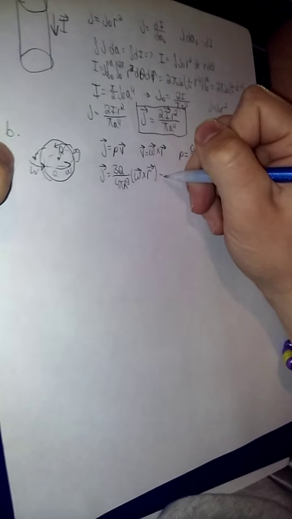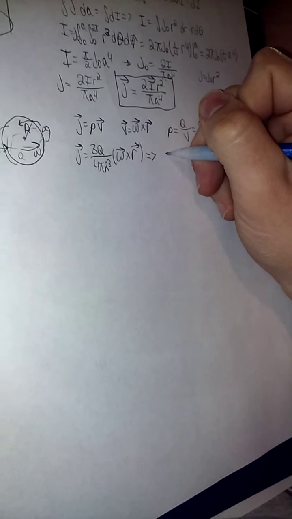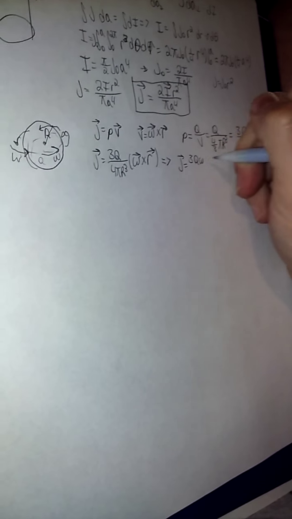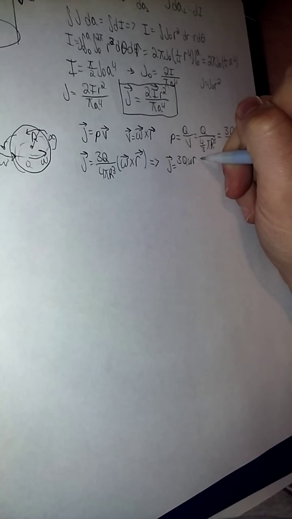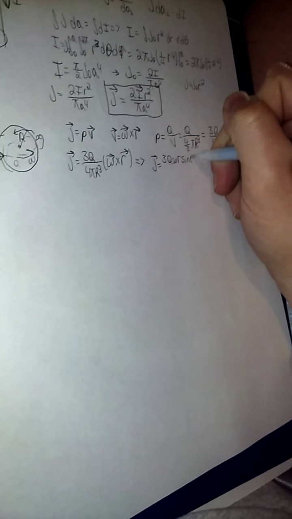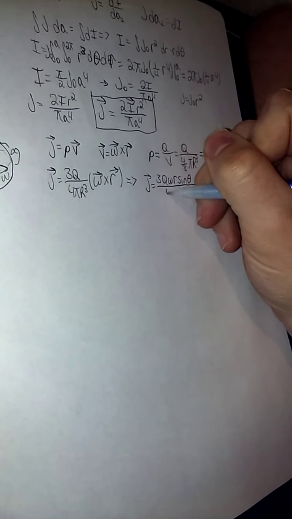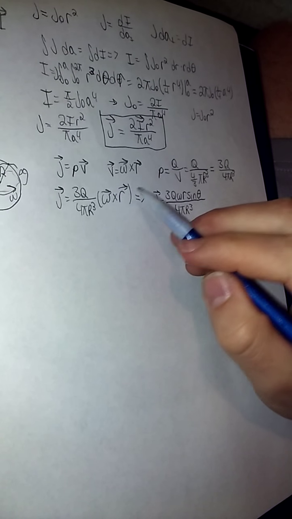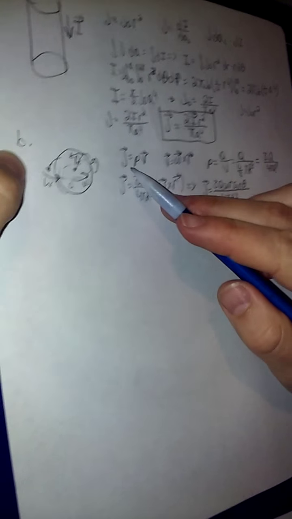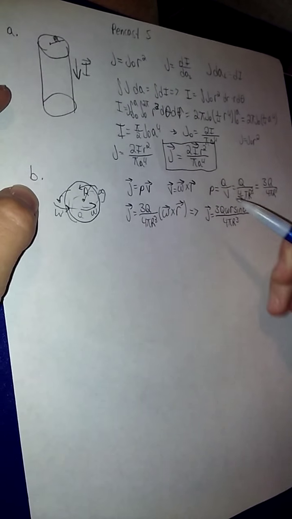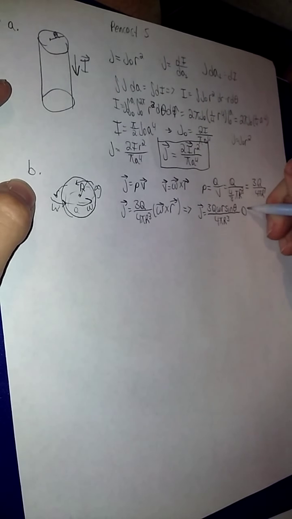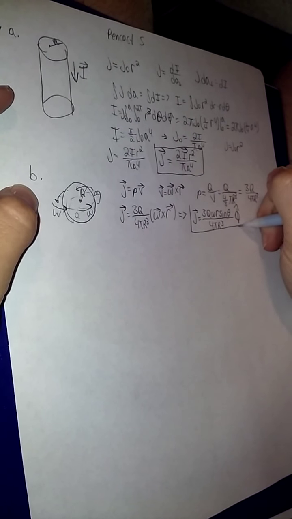And then using law of sines, J equals 3Q omega R sine theta, these are the magnitudes of omega and R now, over 4 pi R cubed. And since this was omega cross R, which was V, J is in the direction of V, which is around the circle, or in the phi hat direction.